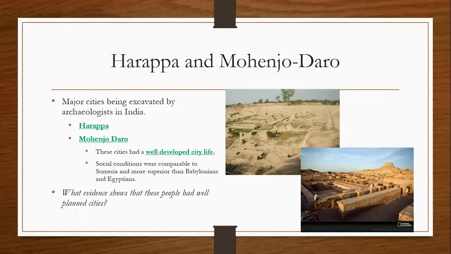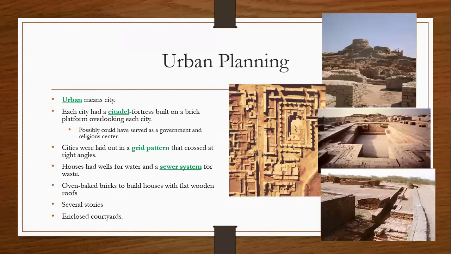All right, so Harappa and Mohenjo-daro, these were the first two major cities to be discovered and excavated by archaeologists in India. We found from these sites that they were very well developed cities, a lot of social conditions, and it was very comparable to Sumeria and the Babylonians and the Egyptians with how sophisticated they were. All right. And what would make you think that that is possible? Because of this urban planning.